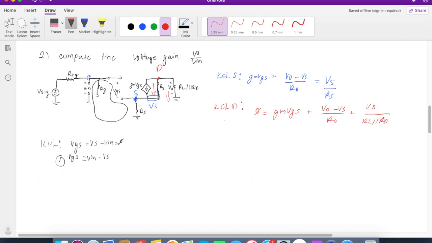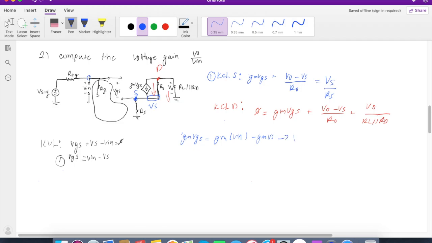Immediately what we can notice is we have a voltage Vs, which we don't have anything for. We need to find a function for Vs that we can plug back in to make it only V out and V in. So what we can simply do is we know that GM VGS is going to be equal to GM V in minus GM Vs. Once we plug that into the first equation, we'll call this equation 1.